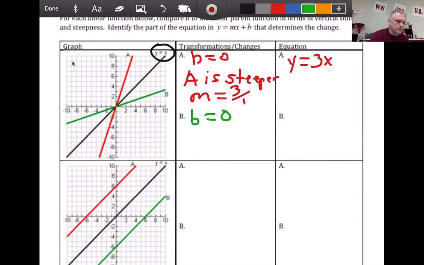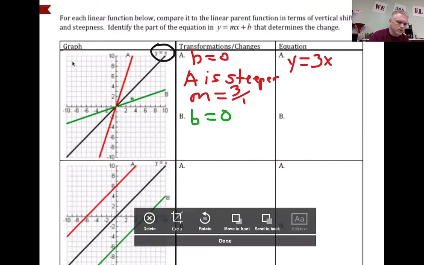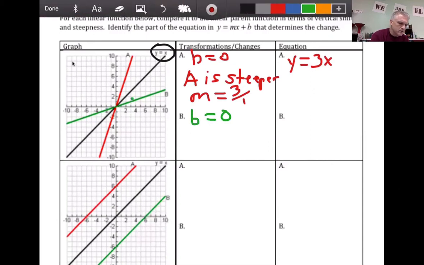So let's see what we can get for rise and run on this one. I see the point (3, 1) is on this line. So if we rise and run, we rise 1, run 3, and we keep going: rise 1, run 3, rise 1, run 3. 1/3 is going to be our slope.